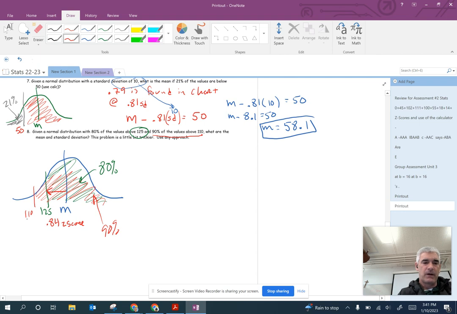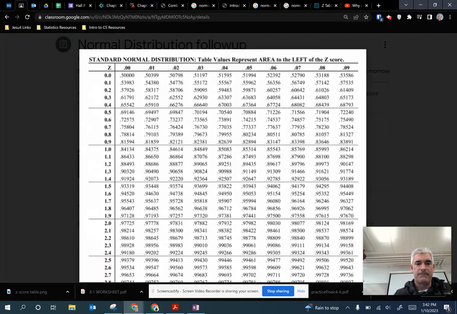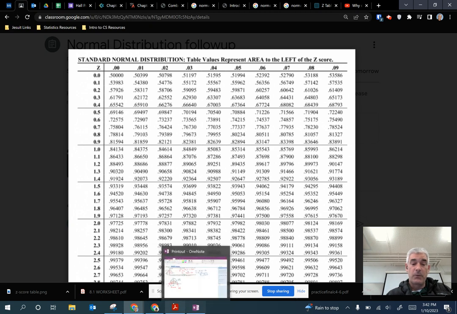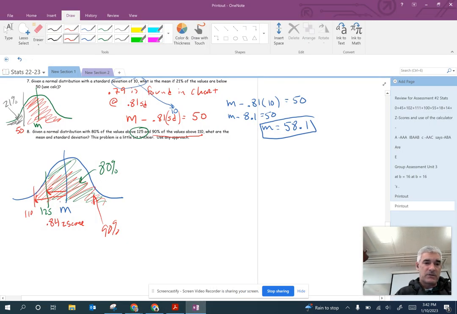I'm going to do the same thing with 110. I want to find its z-score. So its z-score, I know the number of standard deviations away has to make it so that 90% of the data is here. So I'm going to look at my chart, and I'm going to look for 90%. So looking pretty quickly, looks like 90% is between here and here, and this is 1.28 and 1.29. So I'm just going to call it 1.28. So I'm going to go over here and say this 110 has a z-score of 1.28, and I'll have to double check that z-score.